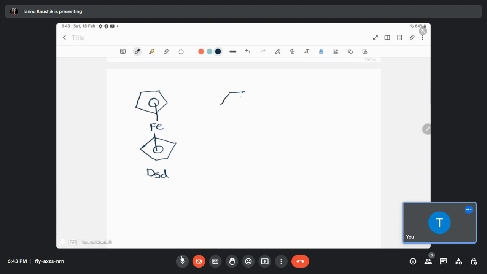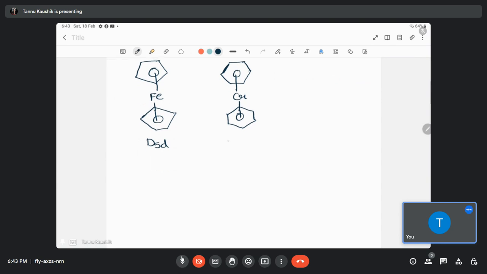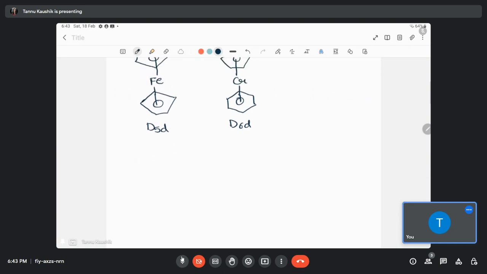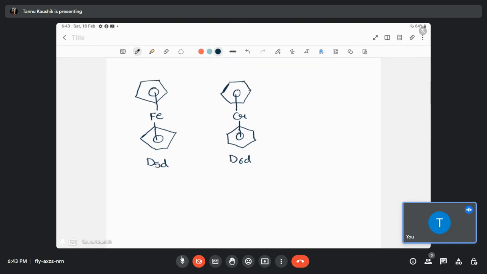So I have already solved similar examples above. So I'm giving you these just for practice. So these were the examples, like ferrocene and all these metallocenes. These were staggered metallocenes. Okay.